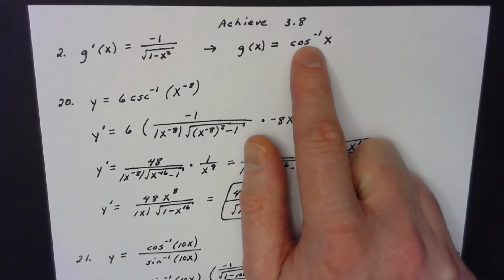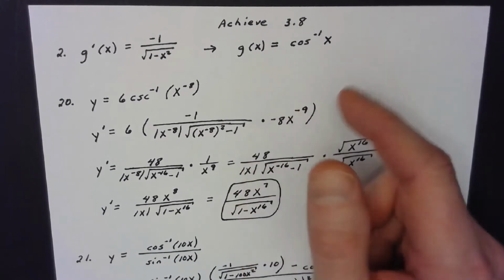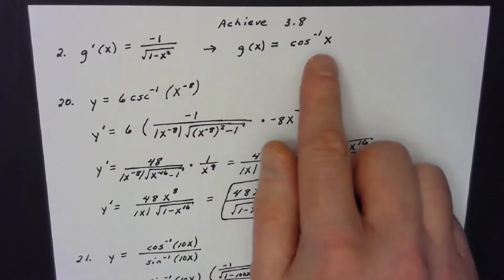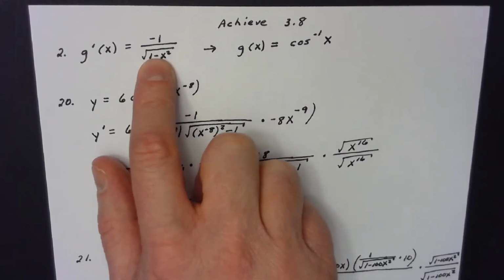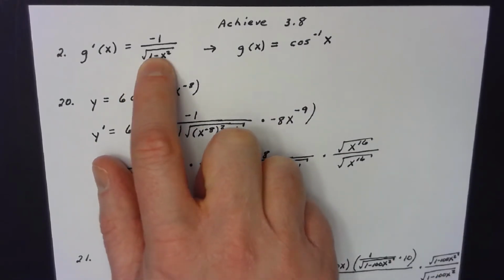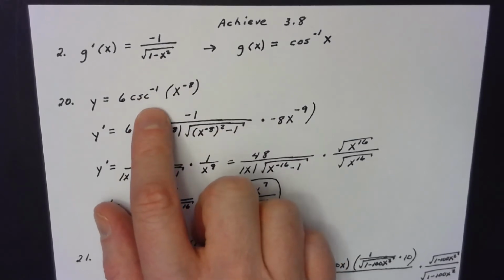So if they give you something like 1 over 1 plus x squared, you know that your original function would have been inverse tangent. So you just have to work backwards to see what original function is going to give you the derivative given in the problem. Okay? Up next, number 20.